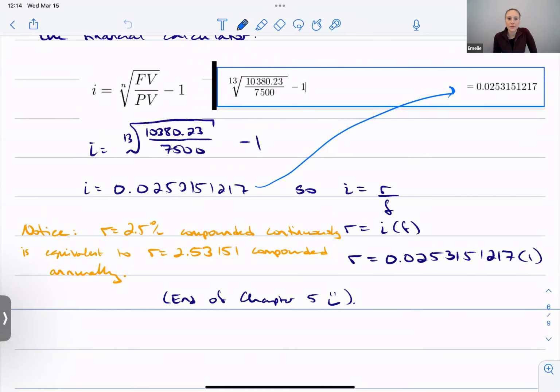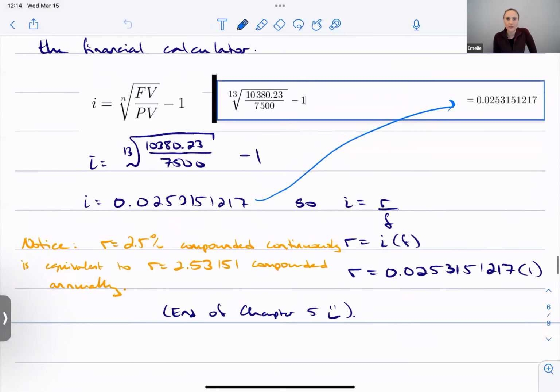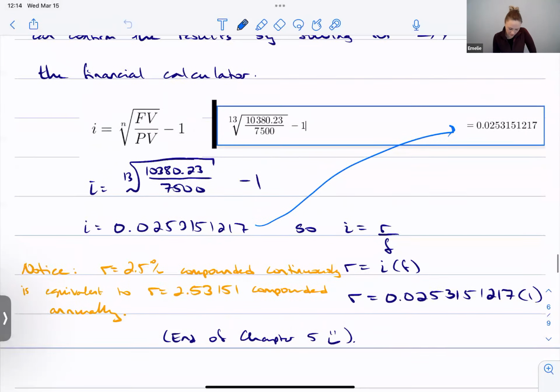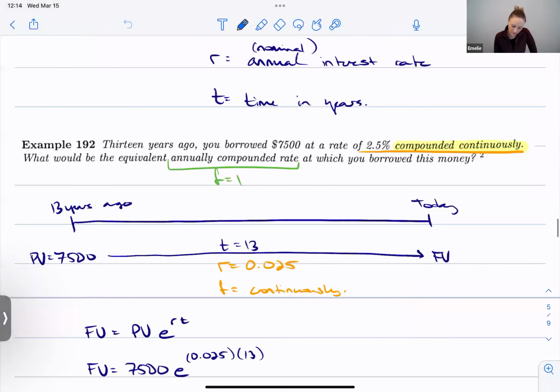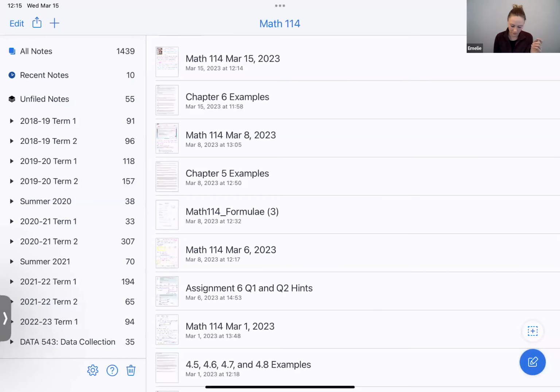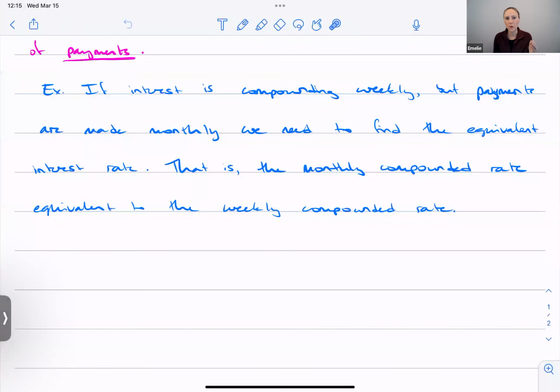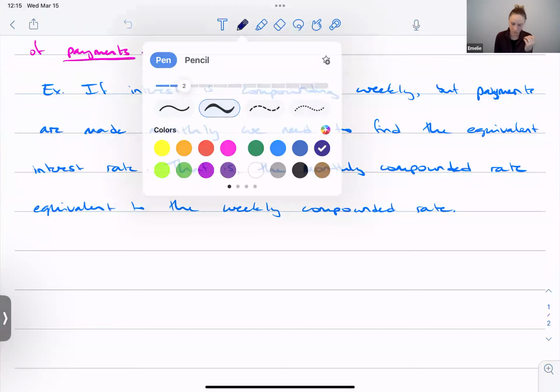We did something very similar at the very end of chapter 5. We said, if I have 2.5% compounded continuously, what would be the equivalent annually compounded rate? So we're going to be able to solve this a little bit easier than what we did, but we already know how to solve it. It's just not the fastest way, that's all.